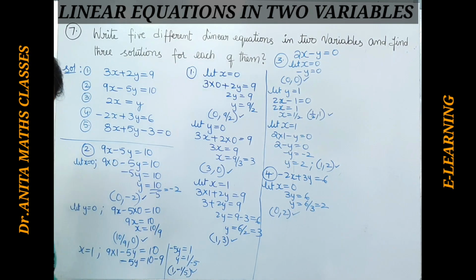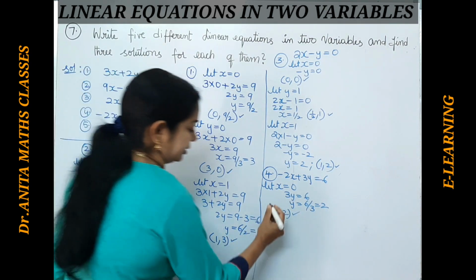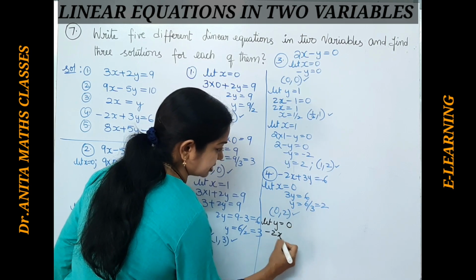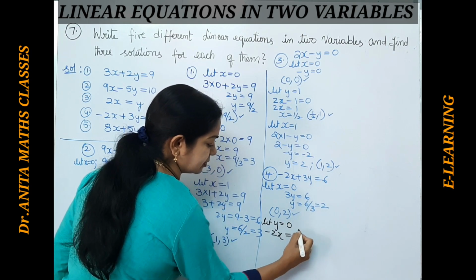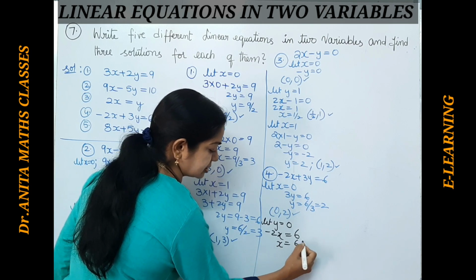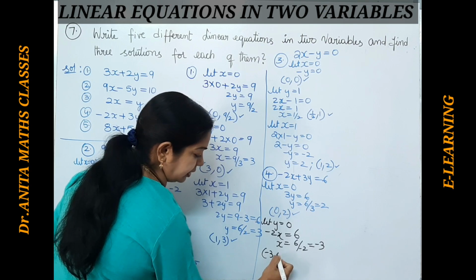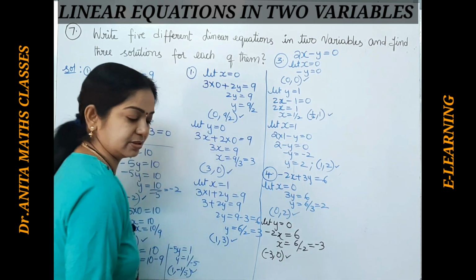Now here if you see, let y equal to 0. So minus 2x, this part becomes 0. Minus 2x is equal to 6. x is equal to 6 upon minus 2, that is minus 3. So when x is minus 3, y equal to 0. This is the second solution.